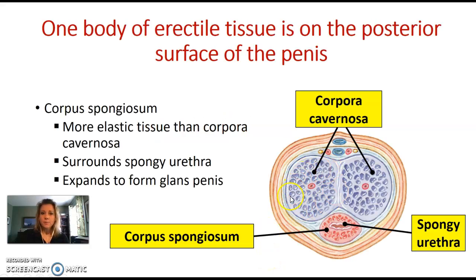And then the corpora cavernosa, these are the portions of the penis that are going to stiffen. You can see in the center that you have these arteries that are here. When these arteries dilate and fill with blood, then that is going to cause an erection, and it causes the penis itself to stiffen. And that's going to allow for ejaculation during sexual intercourse.